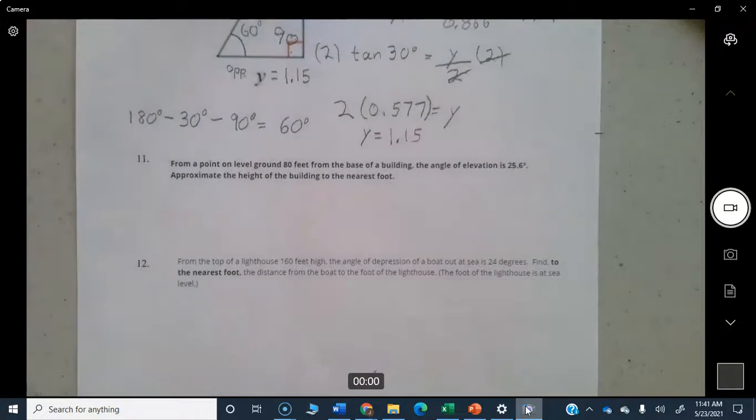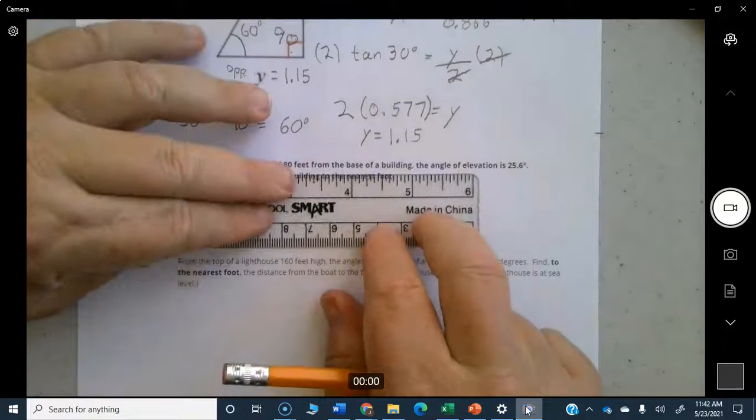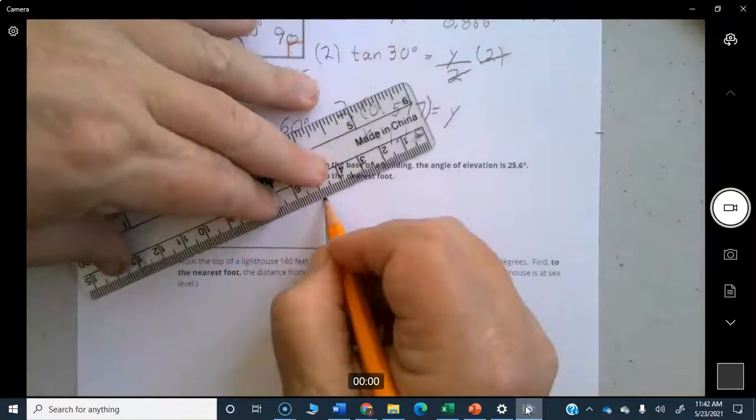Now it's a word problem here. From a point on level ground 80 feet from the base of a building, the angle of elevation is 25.6 degrees. Approximate the height of the building to the nearest foot. Always do this type of problem: make yourself a picture. A little clue to this problem is it has something to do with a triangle, right? So let's draw a right triangle.